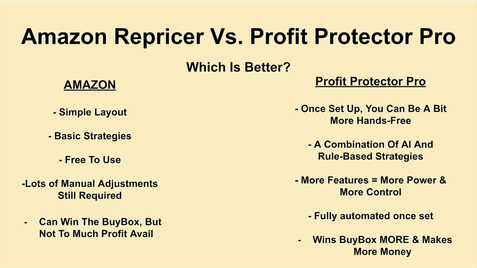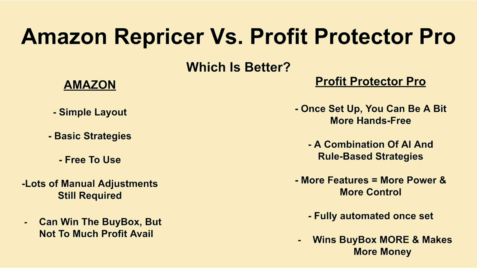Now, Profit Protector Pro, once set up, you can be a bit more hands-free. So there is a bit of a setup process. There is a bit of a learning curve that comes with Profit Protector Pro, but that comes with any software you adopt into your Amazon business. You've got to learn how to use it. But once you've done that, you will be a lot more hands-free, because it automates the entire repricing process for you. It's got a combination of artificial intelligence and rule-based strategies.